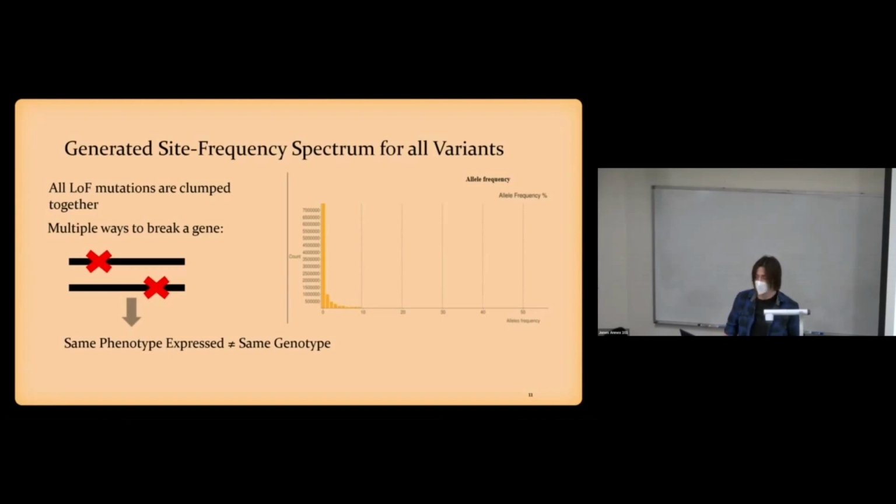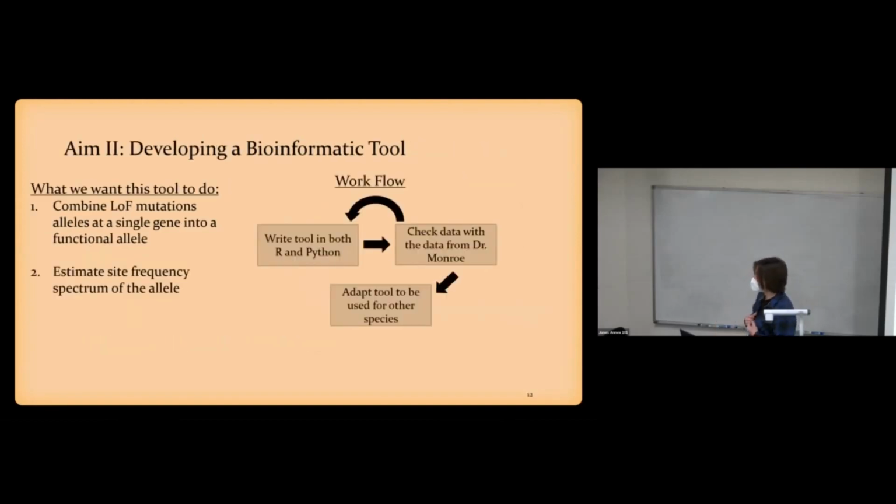Well, that brings us to the need for this bioinformatic tool in AIM-2. So essentially what we want this bioinformatic tool to do is combine all loss of function mutation alleles at a single gene into a functional allele. And with this allele, we would then estimate the site frequency spectrum. We plan on doing this in both R and Python, as these are most accessible to most biologists who would be interested in this kind of research.